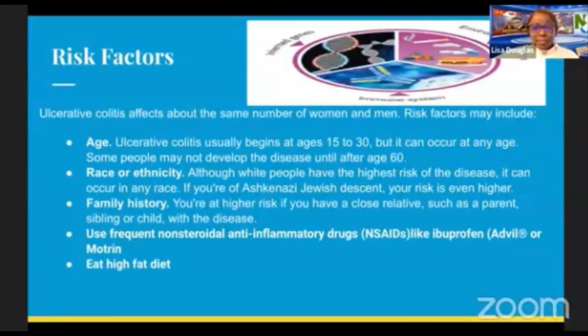Race or ethnicity. Although white people have the highest risk of the disease, it can occur in any race. If you're of Jewish descent, you are at a higher risk. Family history. You're at a higher risk if you have a close relative, such as a parent, a sibling, or a child with this disease, like a lot of illnesses also. If you use frequent non-steroidal anti-inflammatory drugs, like there's a lot of people that abuse ibuprofen, Advil, Motrin, that puts you at a high risk. And eating food that is high in fat.